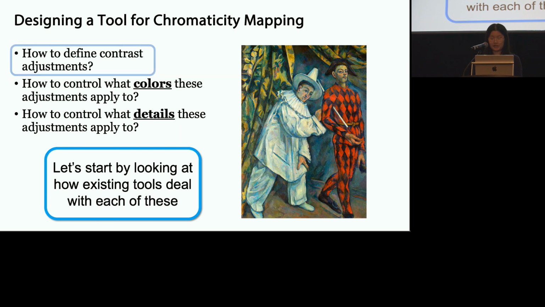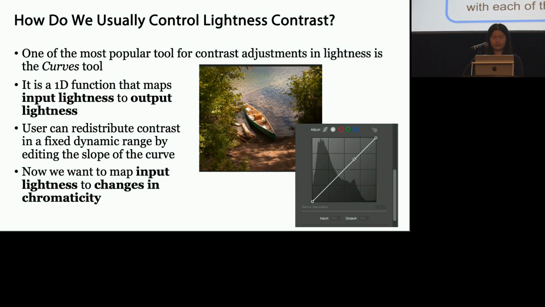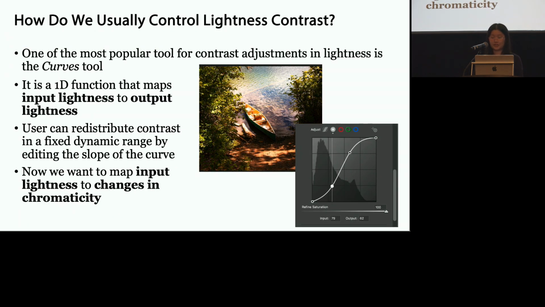First, we'll look at one of the most common ways for users to manipulate contrast and the brightness of the image. One of the most standard tools for contrast adjustment is the curves tool. It is an expressive way to redistribute tonal contrast in an image, but it maps different lightnesses to changes in lightnesses.